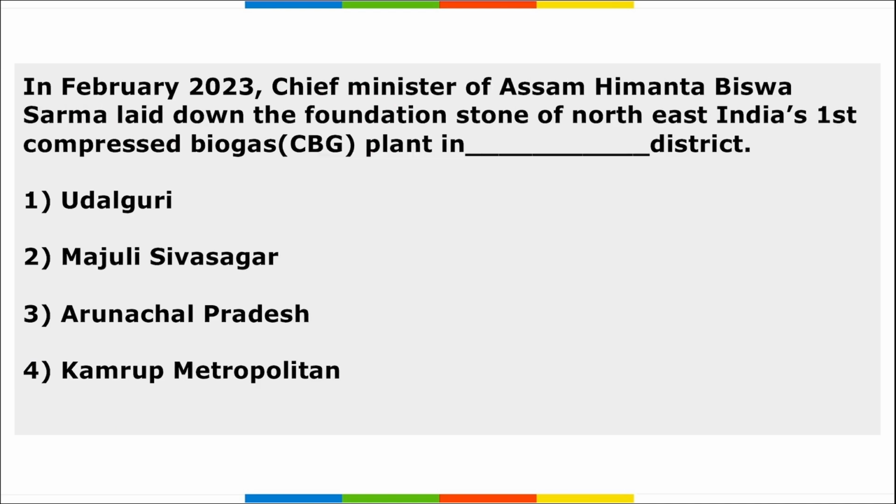Next, Chief Minister of Assam Himanta Biswa Sharma laid down the foundation stone of Northeast India's first compressed biogas plant in which district? I have told you this question. This will be located in Assam, in the Kamrup Metropolitan District. This is Northeast India's first compressed biogas plant.